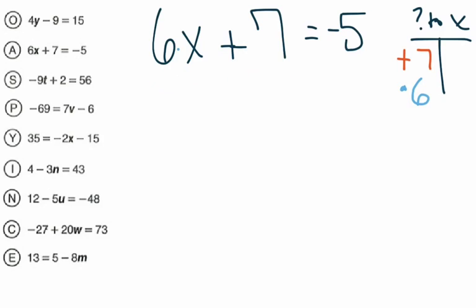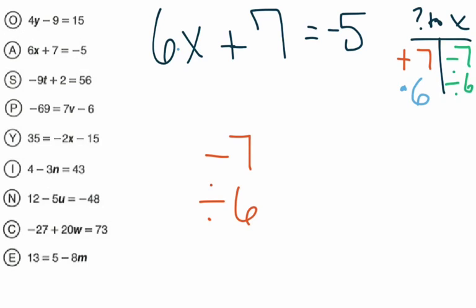What's the opposite of adding 7? Well, it would be subtracting 7. And what's the opposite of multiplying by 6? Well, it would be dividing by 6. So I'm just going to write them down here. I'm going to subtract 7 and divide by 6.